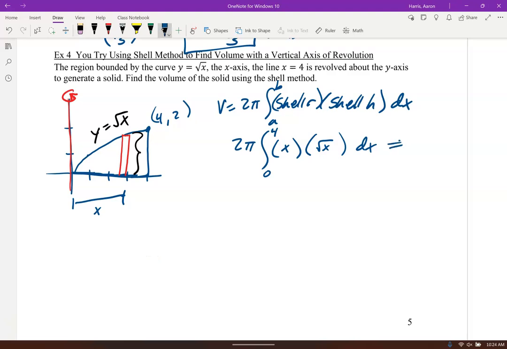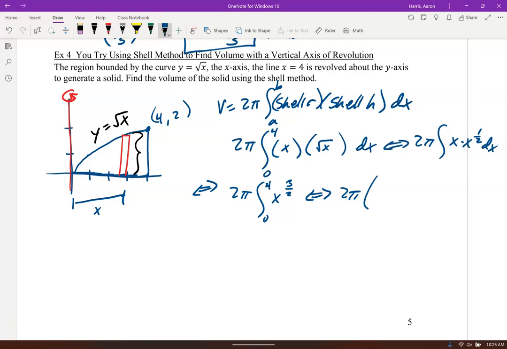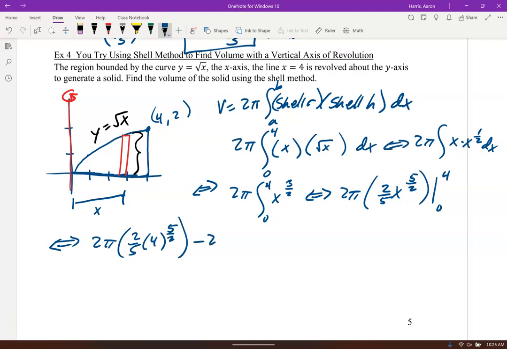Well, x times, this is x, square root of x is x to the 1/2. Product property of exponentials, 1 plus 1/2 is 3/2. Now that'll be x to the 5/2 all over 5/2, so 2/5. So 0 up to 4. Throw the 4 in. Throw the 0 in.